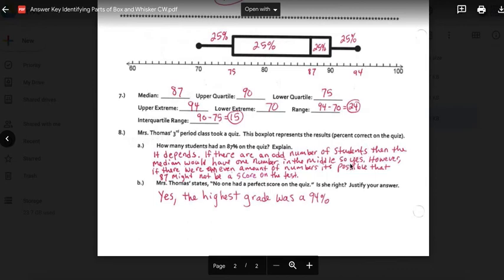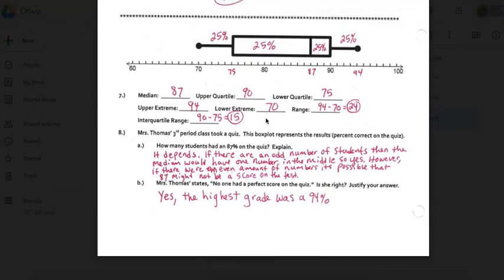And then I said, however, if there were an even amount of numbers, it's possible that 87 might not be a score on the test. Because remember, if there's an even amount of numbers, there's going to be two numbers in the middle, and we take the average. So it could be 88 and 86 would give us an average of 87. It could be 89 and 85 in the middle, in which case 87 wouldn't be a score. So there's a couple different things you could say for that one. That one was a little bit tricky. And so check with me if you didn't have this response.